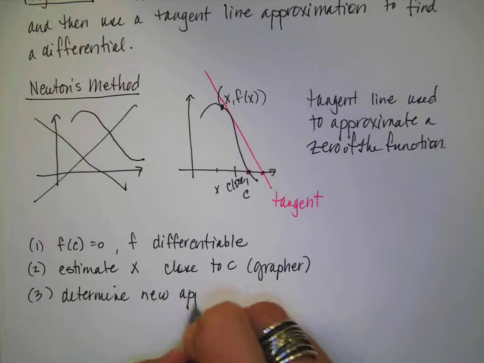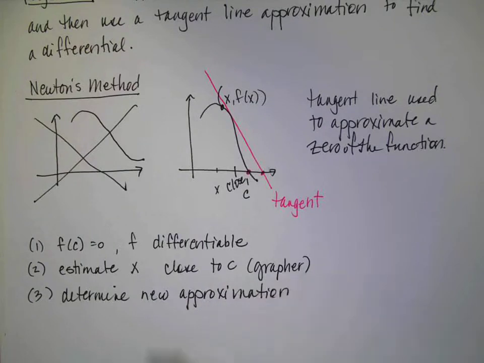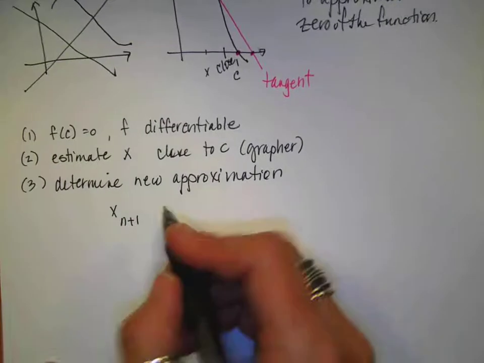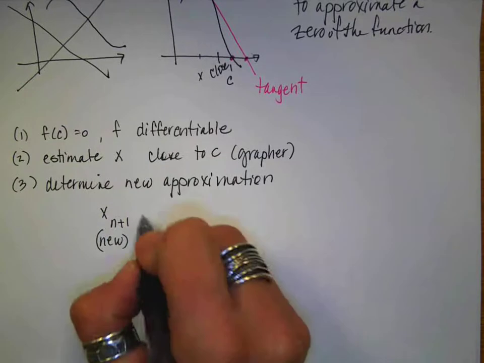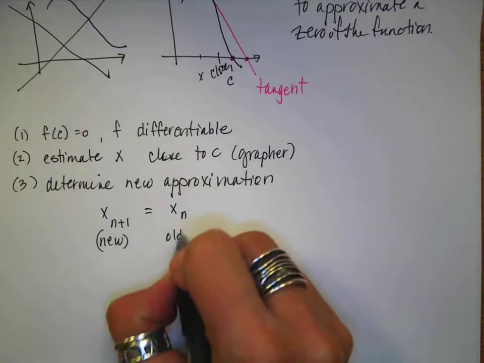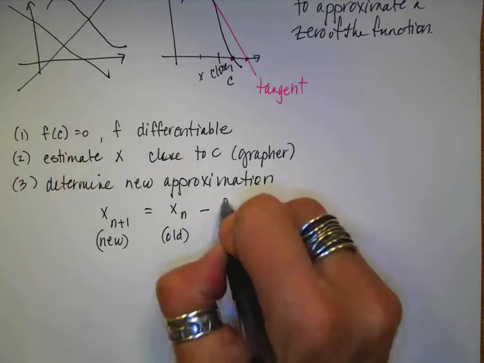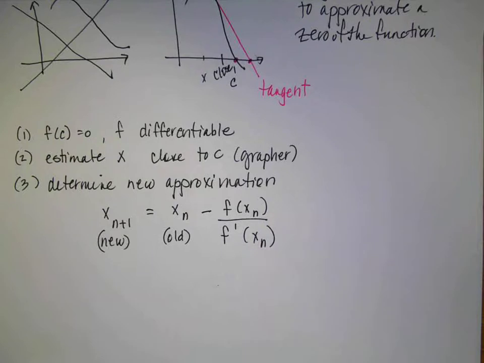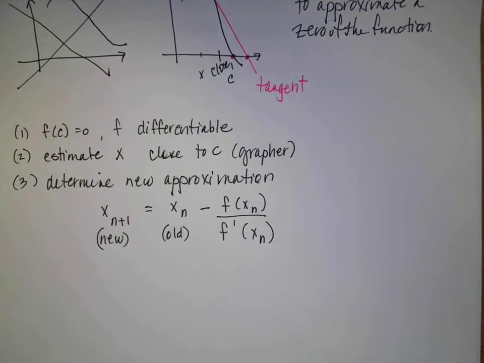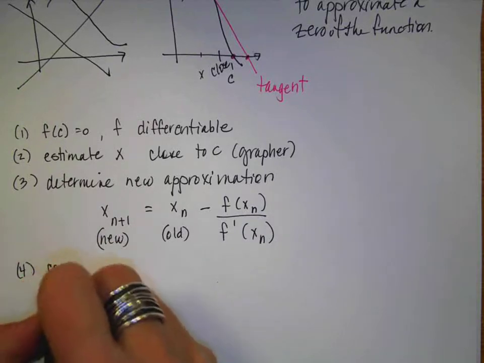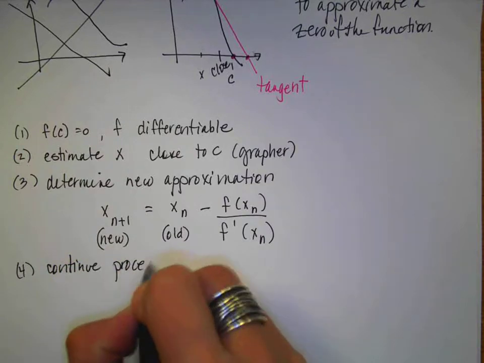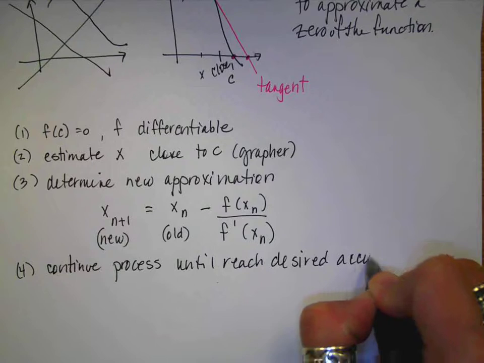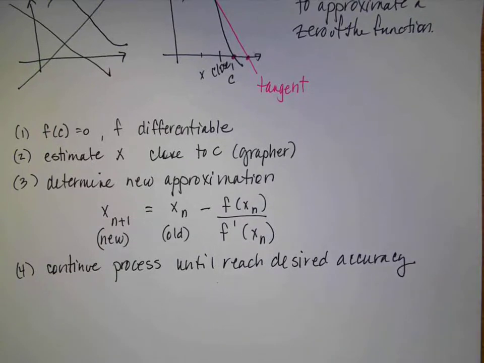And then we're going to determine a new approximation using this handy-dandy formula, x sub n plus 1. So remember that when I have n plus 1, that is the new term. So I'm going to write new underneath it so we understand what we're using. I'm going to take my first term, so I'm going to write old, right? And then I'm going to subtract the function evaluated at the old value, and I'm going to divide it by the derivative at the old value. Okay, so this is the handy-dandy formula that we use for Newton's method. And then I'm going to continue the process until I reach the desired accuracy. All right, so that's what we're going to do for Newton's method.